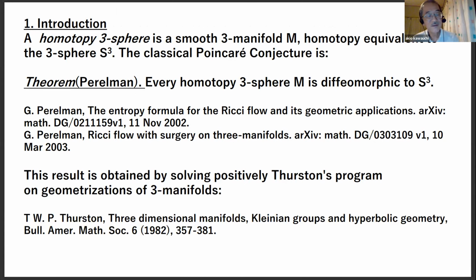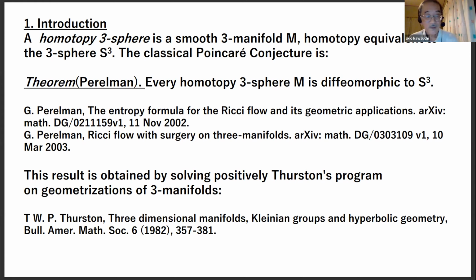A homotopy 3-sphere is a smooth 3-manifold homotopy equivalent to the 3-sphere. The classical Poincaré conjecture is: every homotopy 3-sphere M is diffeomorphic to the 3-sphere. As you know, the classical Poincaré conjecture was solved by Perelman by solving positively Thurston's program on geometrization of 3-manifolds.